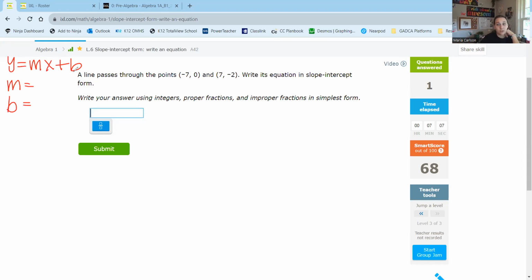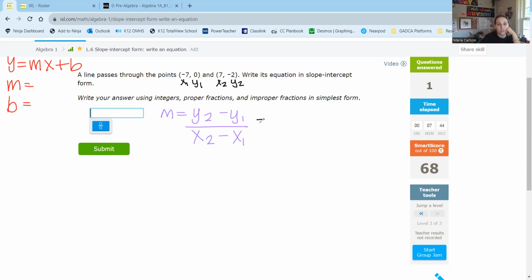So this time my slope is not given to me. So I need to use the handy dandy slope formula to find slope. Our slope, or m, is going to be equal to y2 minus y1 over x2 minus x1. All right, let's label our points. For -7, 0: -7 is my x1, 0 is my y1, 7 is my x2, and -2 is my y2.